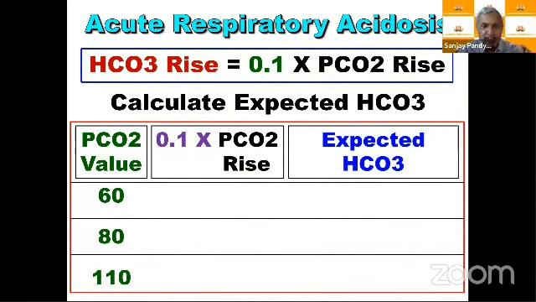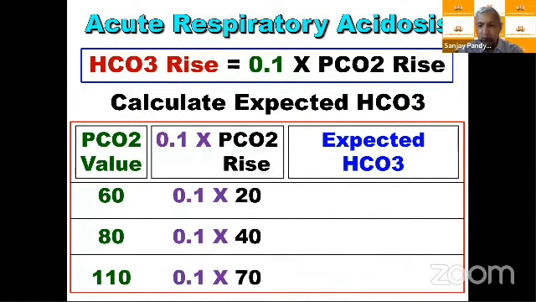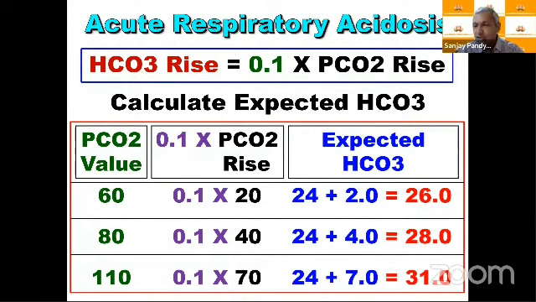The answer is that bicarbonate rise is equal to 0.1 into PCO2 rise. If it is 60, then calculate: 0.1 into 20 is equal to 2. 24 plus 2 is equal to 26. If it is 80, then it will be 4.